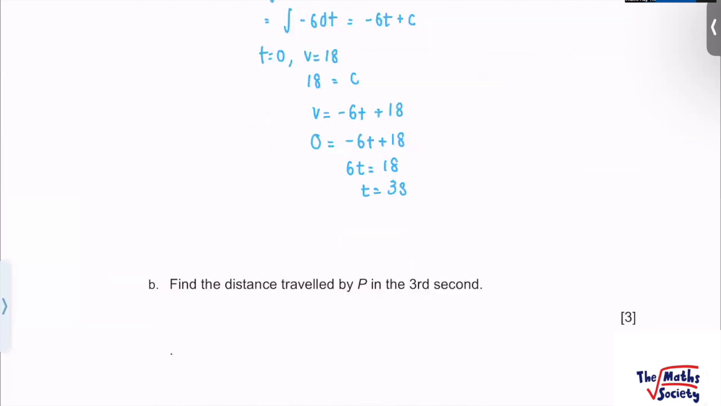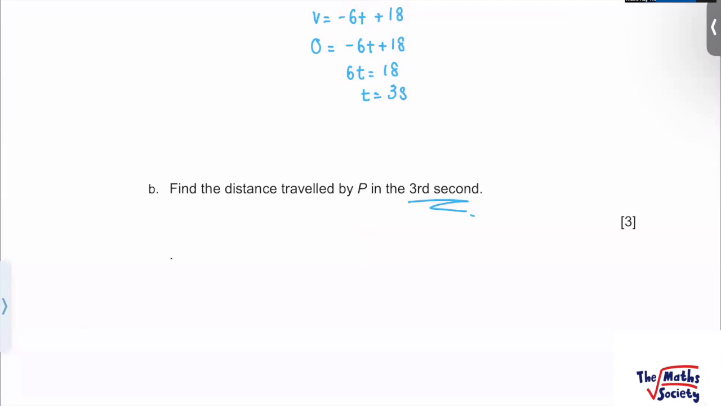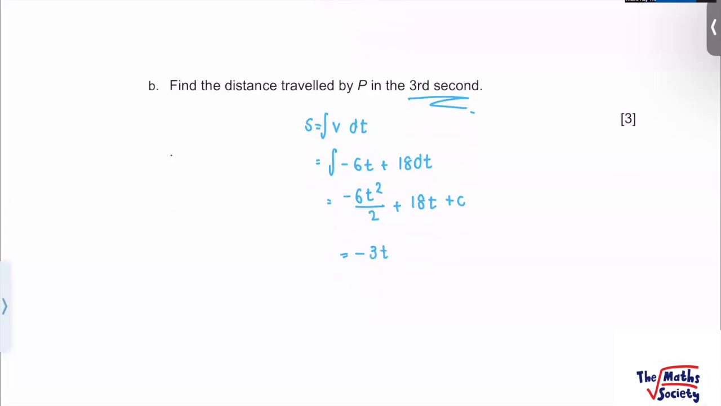So that's 3 seconds. And B, it says find the distance traveled by P in the third second. So we'll integrate first, which is s equals the integral of the velocity dt. We know that v is minus 6t plus 18, dt. And that is going to give you minus 6t squared by 2 plus 18t plus c. If you simplify it, it'll be minus 3t squared plus 18t plus c.